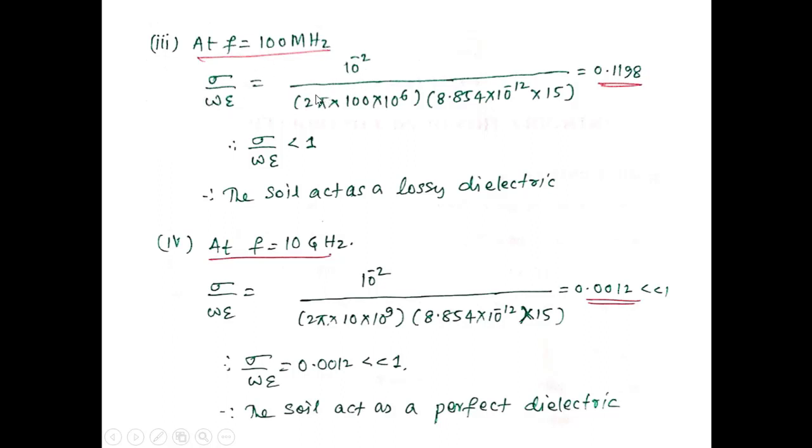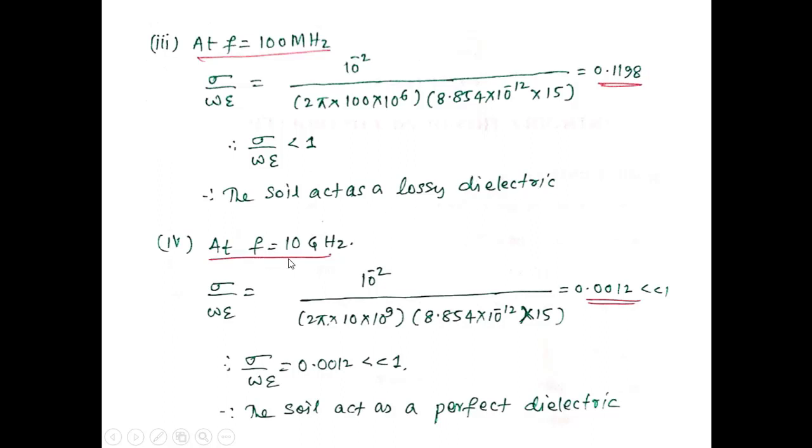At frequency f equal to 100 megahertz, again sigma divided by omega epsilon is equal to 10 raised to minus 2 whole divided by 2 pi into 10 raised to 8 into 8.854 into 10 raised to minus 12 into 15, which is equal to 0.1198. Therefore, sigma divided by omega epsilon is less than 1. Therefore, the soil acts as a lossy dielectric.